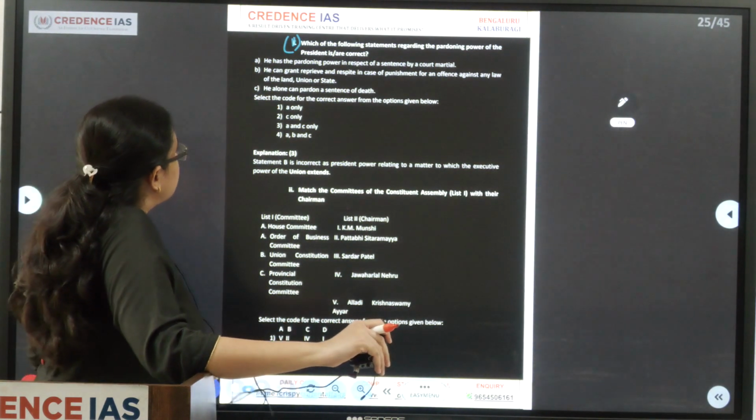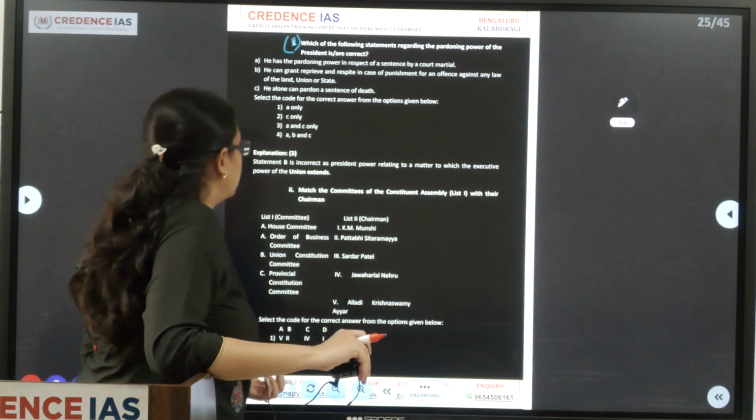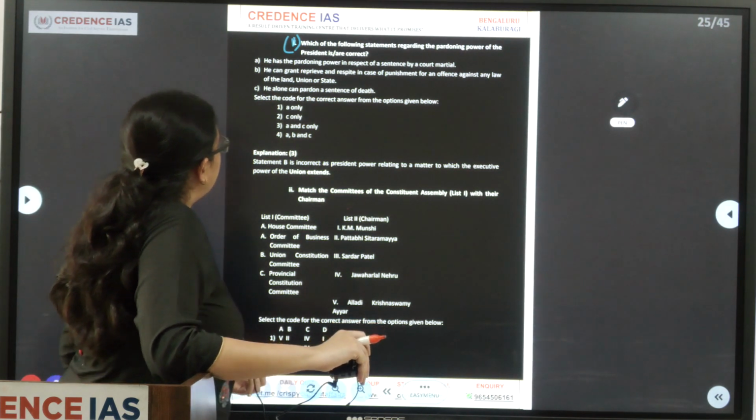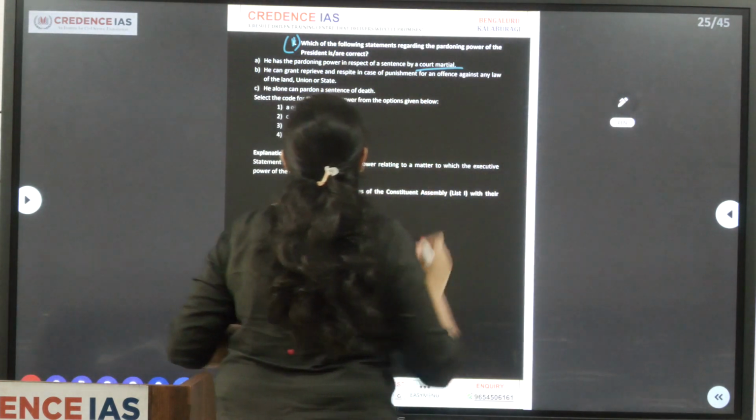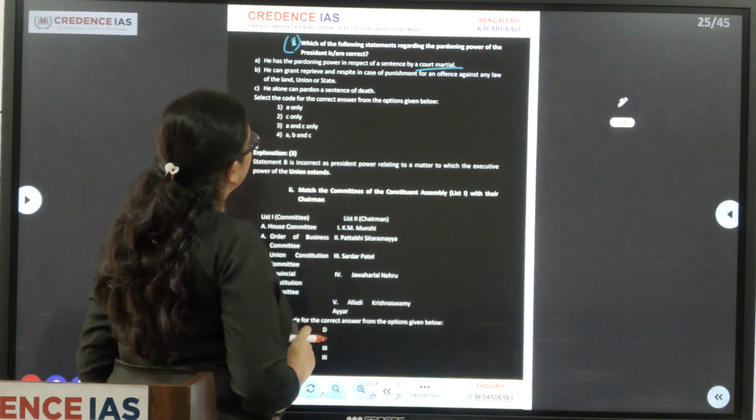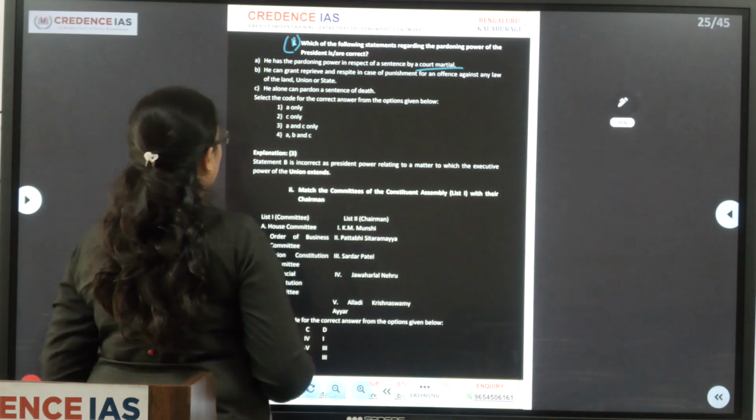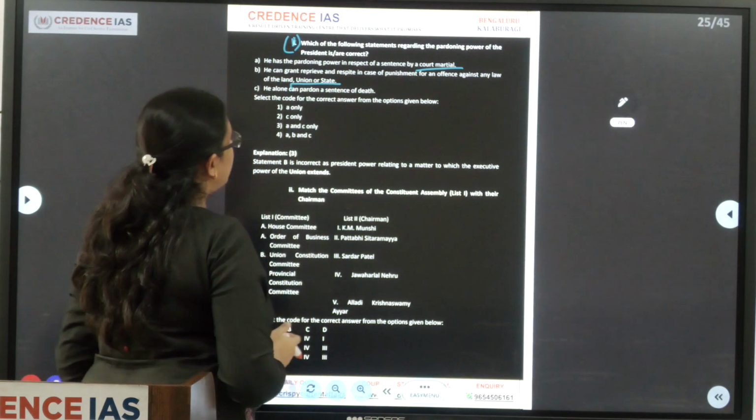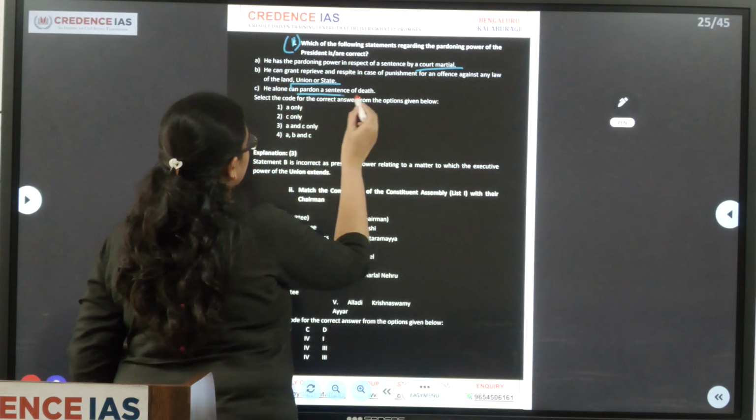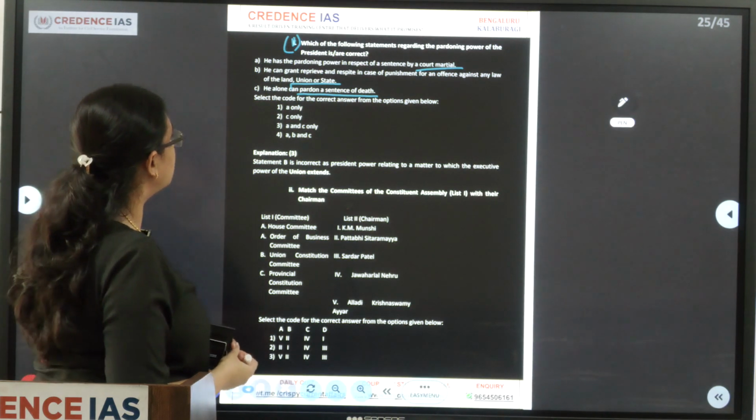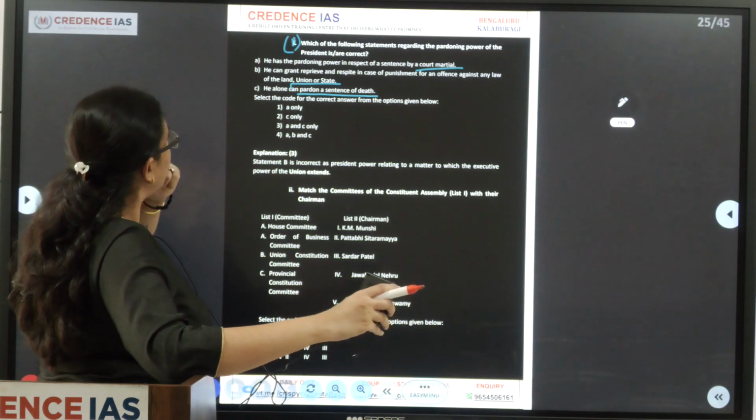Which of the following statements regarding the pardoning power of the President is or are correct? A: He has the pardoning power in respect of a sentence by a court martial. B: He can grant reprieve, respite in case of punishment for an offence against any law of the land, union or state. C: He alone can pardon a death sentence or a sentence of death. Select the code for the correct answer from the options given below. A only, C only, A and C only, A, B and C.